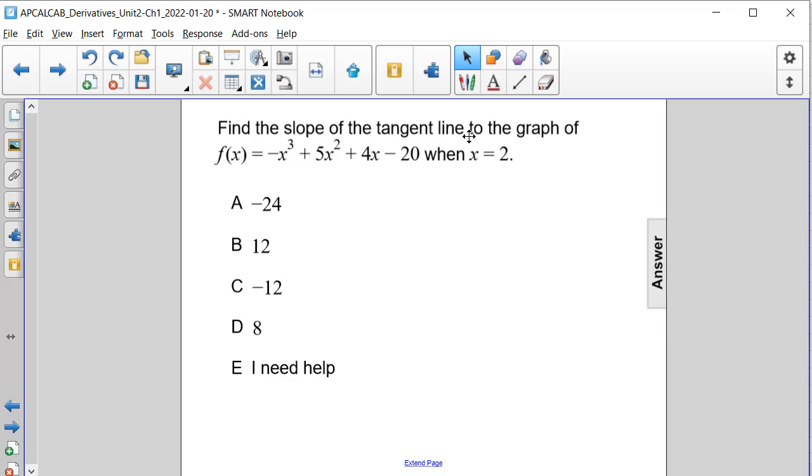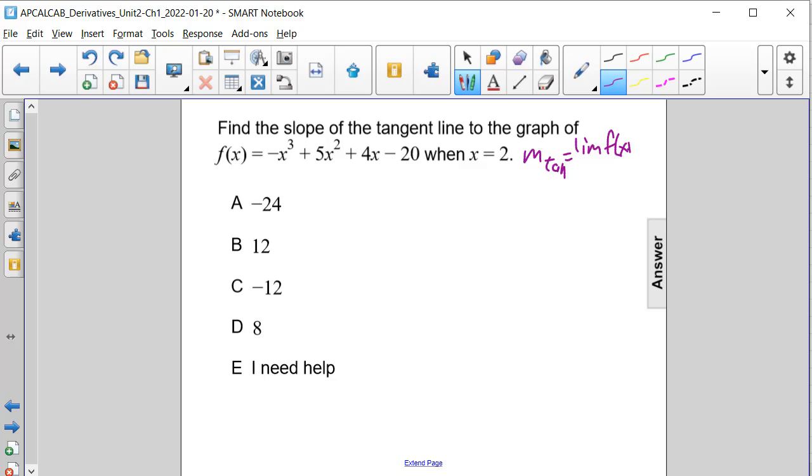Find the slope of the tangent line to the graph of f of x is equal to negative x cubed plus 5x squared plus 4x minus 20 when x is equal to positive 2. Well, we know that the slope of our tangent line is equal to the limit of f of x plus h minus f of x all divided by h as h approaches 0.